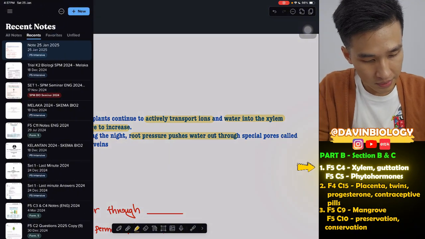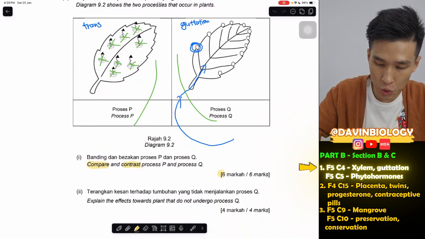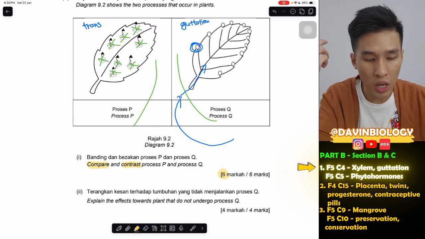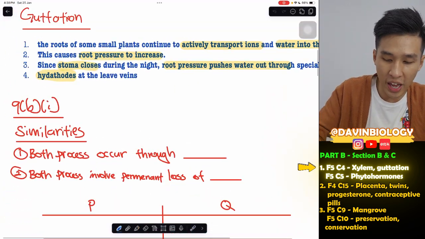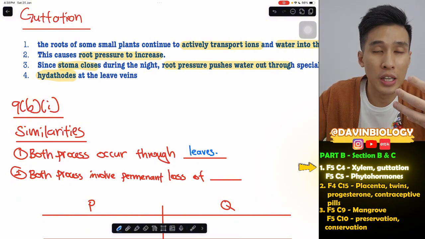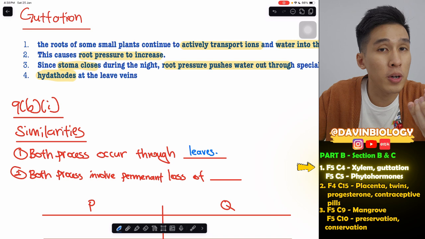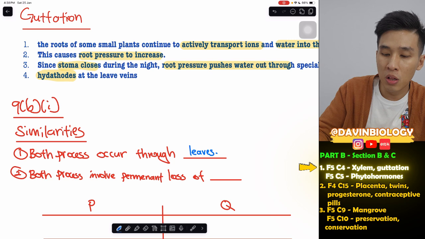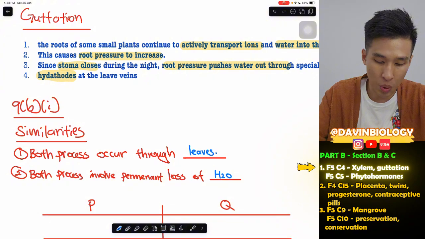Then let's do the comparison. Compare and contrast, 6 marks. For similarities, you need around 2 similarities and 4 differences for this question. The 2 similarities we can say here are, number 1, both processes occur at the leaves. Transpiration or even guttation, the water is coming from the leaf. Number 2, both processes involve eliminating water, so both involve permanent loss of water. Both lose water, but in a different way. So that's what we're going to compare here.